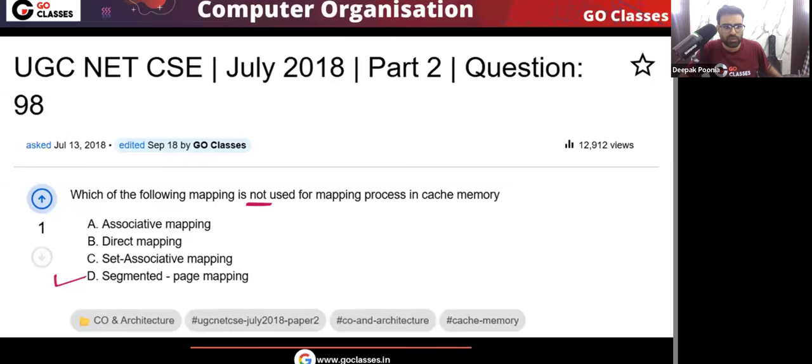Very simple. So for this question, which of the following mapping techniques is not used as a mapping technique in the cache memory? The answer is option D, segmented page mapping. This is not used as a mapping technique in the cache memories. Very simple. With every question, we will also revise the related concept, then we will solve the questions.